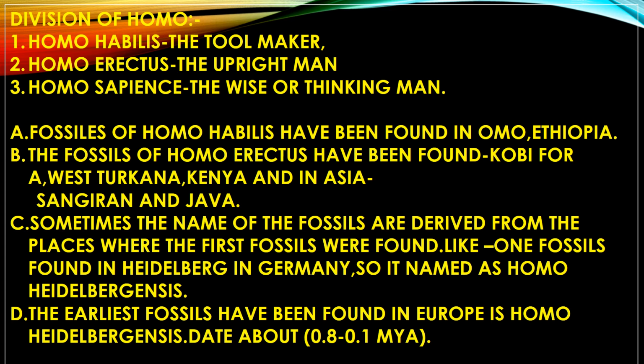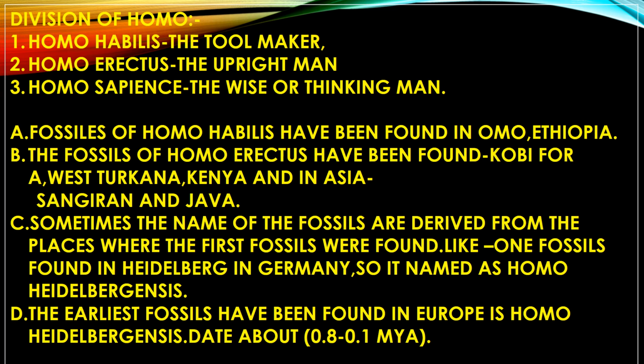Got it? Even the Neanderthal. Neanderthal is a valley in Germany. Okay. So the earliest fossils belonging to this genus Homo we have found in that area, Germany or France maybe. So that's why we have given the name Neanderthalensis. So in this way, the earliest fossils of the Homo heidelbergensis, the date was 0.8 to 0.1 MYA. That means 80,000 to 10,000 years ago.